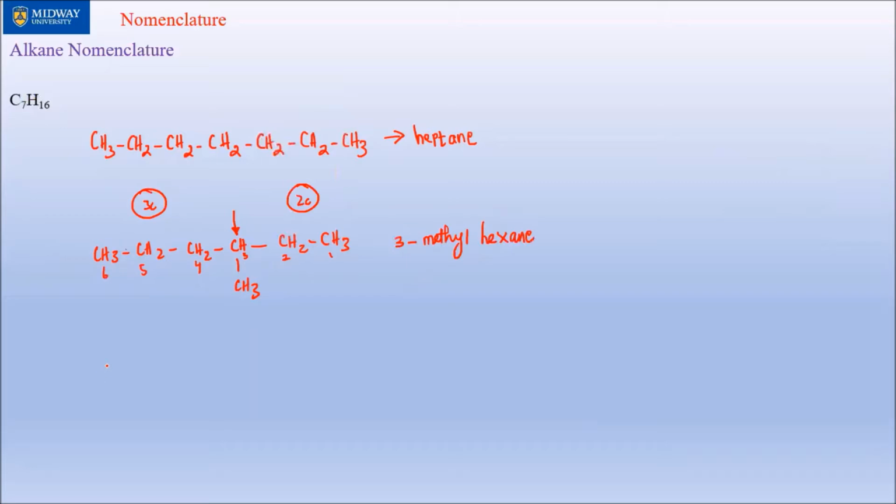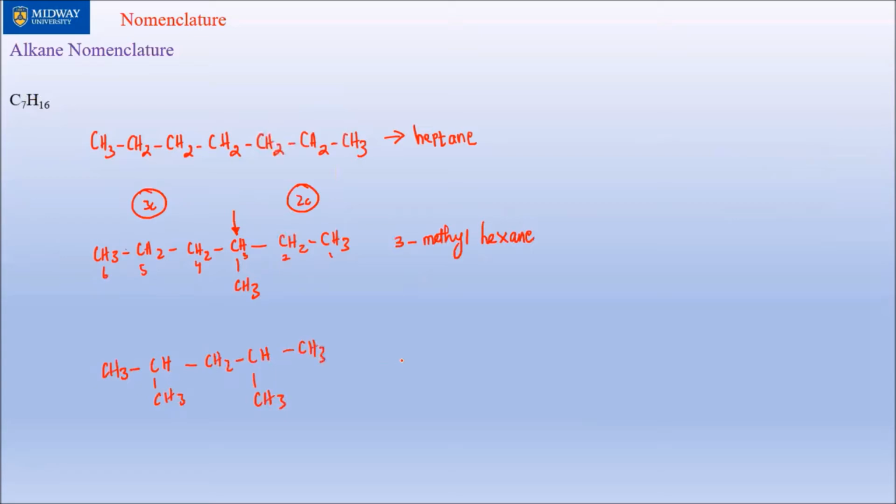Now let's do one more. So let's do CH3, CH, CH. How about let's do this? CH2, CH, CH3. I believe I've already got 4, 6, and 7, right?